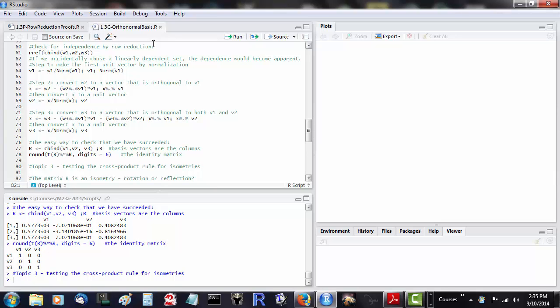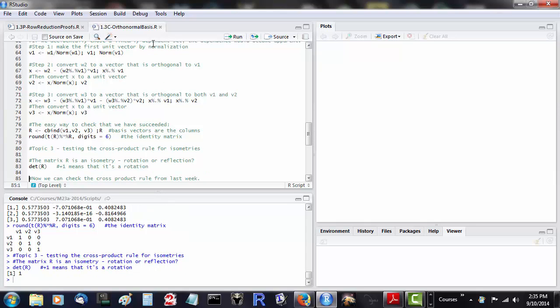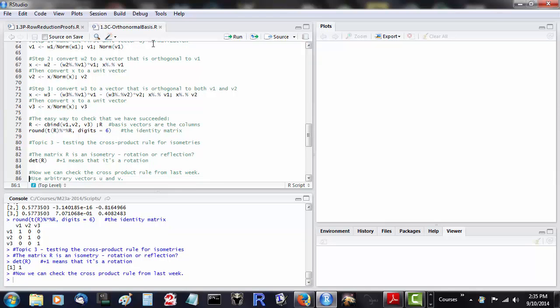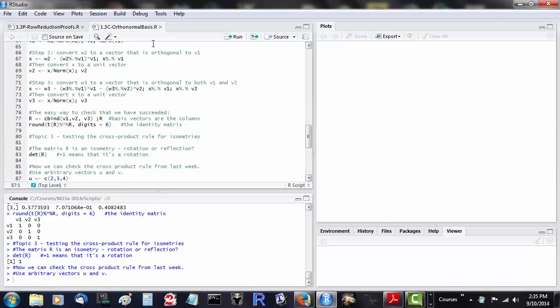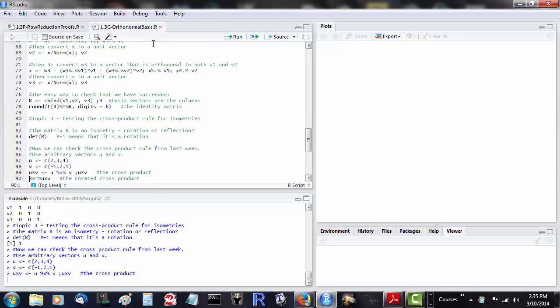We should find out whether we've got a rotation or a reflection. That's easy. Take its determinant. It comes out to be +1. That means we're dealing with a rotation. And now we can check our cross product rule from last week. Pick any old vectors u and v. There's a couple of them. And make a new vector, uxv, by taking their cross product.